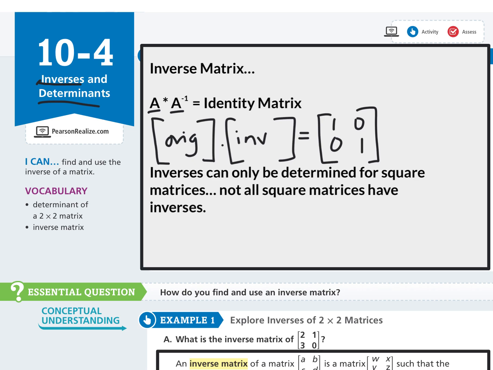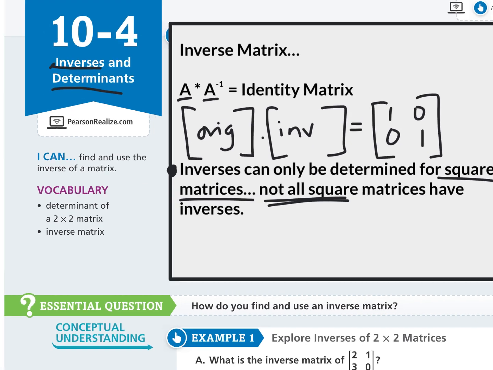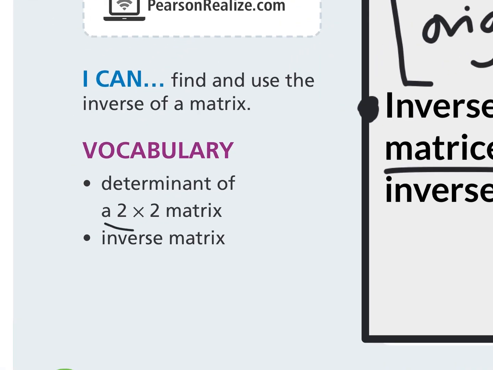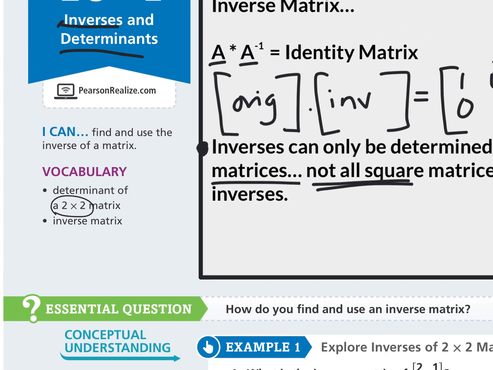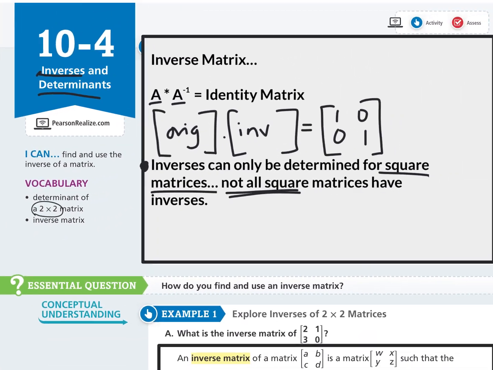You can have any size of matrix, but it is required that matrices be square, so that's something to note. Inverses can only be determined for square matrices, and even still, not all square matrices have inverses. So we'll talk about when that exists and when that doesn't exist. Today we're going to focus mostly on 2 by 2 matrices. But I will show you how to find larger inverses because that will be relevant later on to solving different problems.